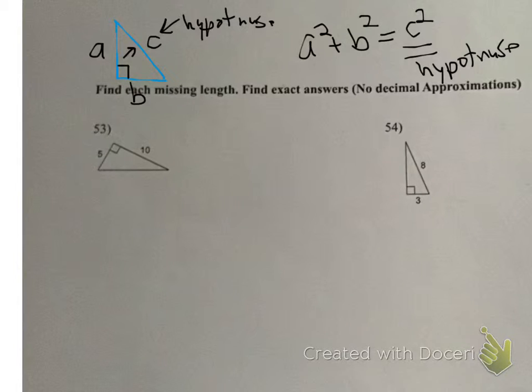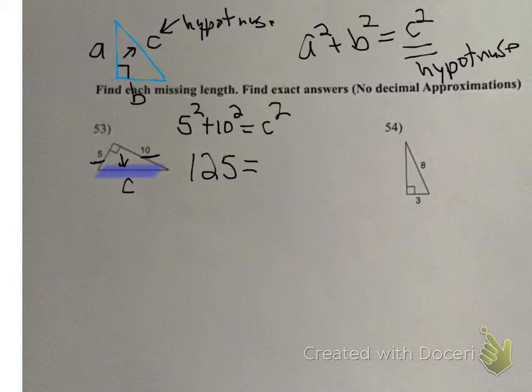So we look at problem number 53, and we see that the side across from the right angle is the one that we don't know, okay? So that's our hypotenuse. So we call that side C. A can be 5 or 10, and B can be 5 or 10 also. So we just say 5 squared plus 10 squared equals C squared. And set it up. Now all we have to do is isolate C, get C all by itself.